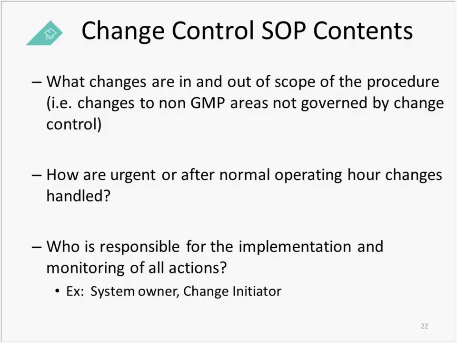So in your SOP, you want to make sure that you've defined what changes are in and out of scope of the procedure. Anything in non-GMP areas is not governed by change control. For example, anything in the admin area. I used the water system a couple times as an example. If the water system for drinking, so the water fountains and things like that, needed to be upgraded or modified, that would be outside of your change control program because it's not in your GMP area, not used for any analytical testing, and not used in production.